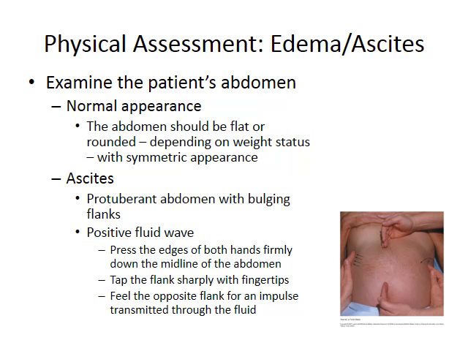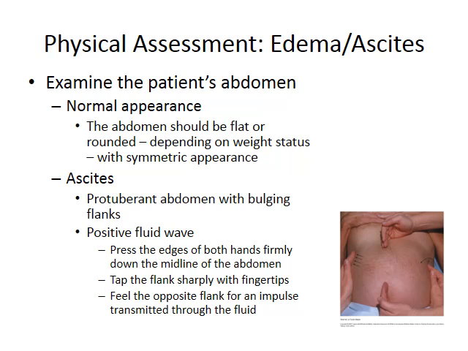Ascites can be evaluated by examining the abdomen. Normally, the abdomen will be symmetrically flat or rounded, depending on the patient's weight status. In ascites, the abdomen will have a protuberant appearance with bulging flanks. It can be assessed by identifying a fluid wave.